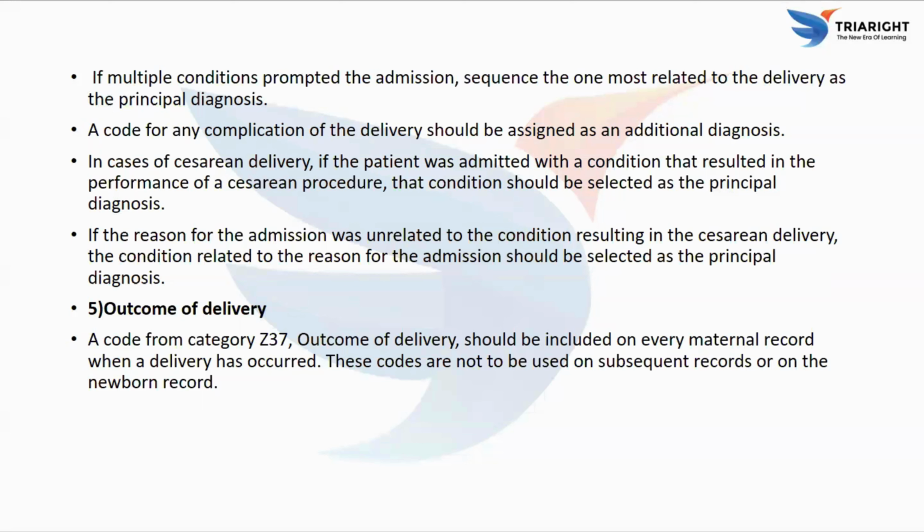Complications of the delivery, you have to add as an additional code. If anything goes wrong during the delivery, you must also code it. For example, delivery complications like postpartum hemorrhage, prolonged labor, perineal tear, and shoulder dystocia. What is the rule over here? Any delivery complication gets coded as an additional diagnosis, but not the principal diagnosis.